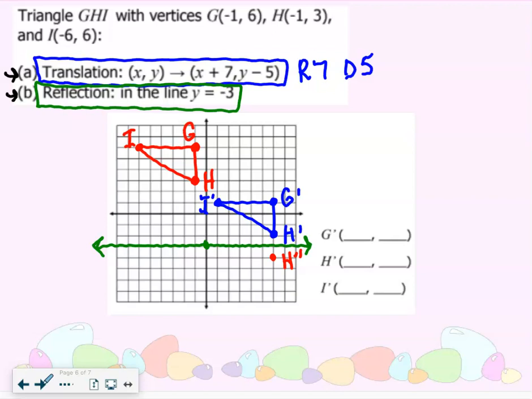Now if we go for G, we are 1, 2, 3, 4 boxes away. So now I'm going to go 4 away in the other direction. Now we have G double prime. And lastly, our I is also 4 boxes away. So again, we're going to go 4 boxes in the other direction. Now we have I double prime. And there we have it, folks. We did it.